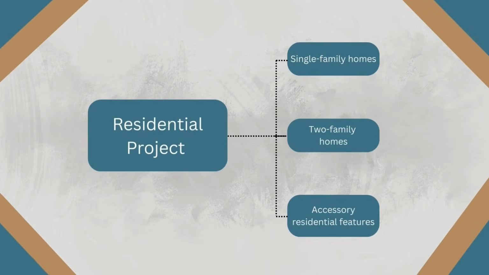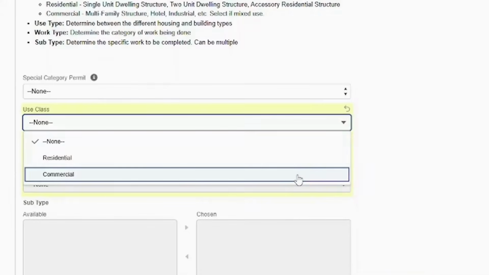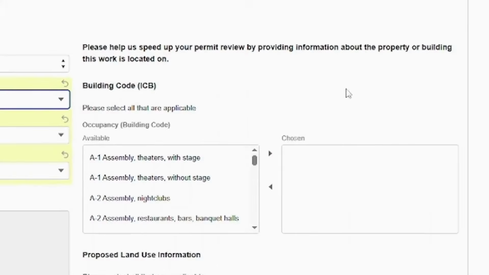For residential projects, this might include single-family homes, two-family homes, or accessory residential structures. For commercial projects, this includes multi-family structures, industrial buildings, and mixed-use properties. If your project is commercial, you'll need to provide additional property or building details.